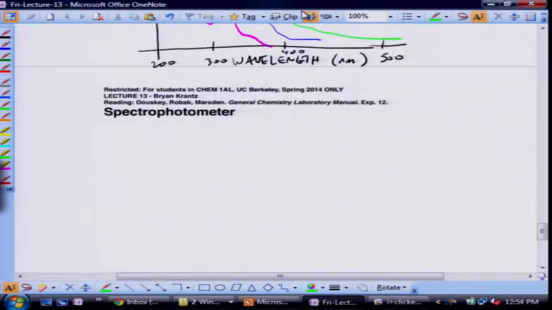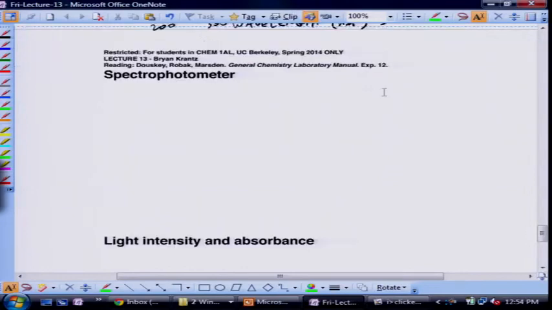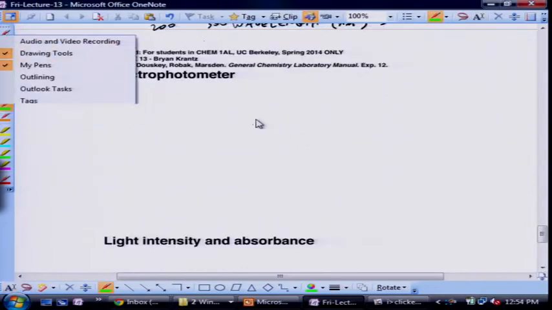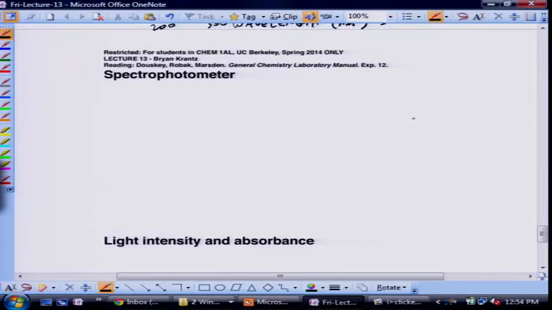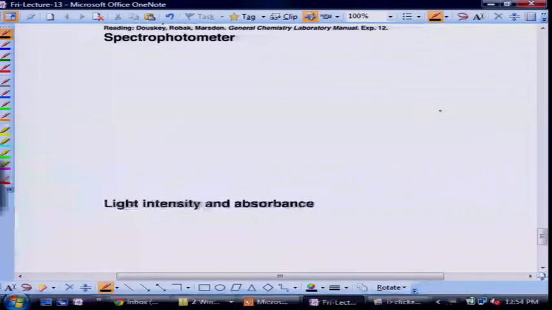I tried to mock up a spectrophotometer really quickly last time, but I figure since it's a lab class, we should have a good sense for what the equipment's doing. Make sure I have enough time. All right, so here's your spectrophotometer. You'll have some sort of light source.